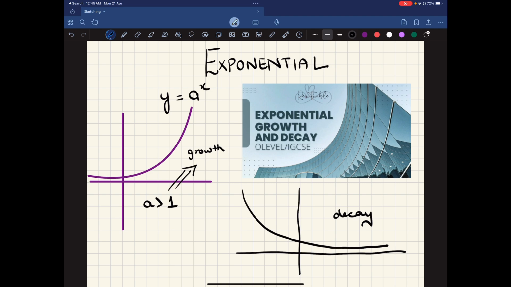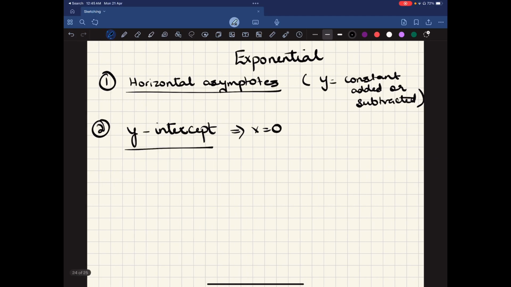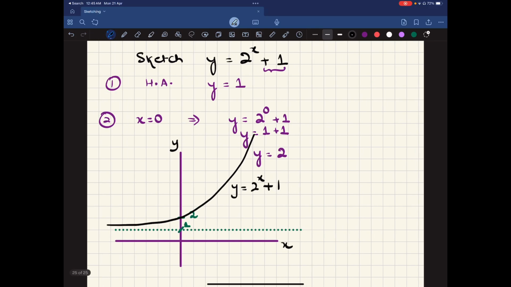If A is between 0 and 1, basically a fraction, it's going to be a decay graph. Then you need to find the horizontal asymptotes, the y-intercept, and you just need to plot it and then label your graph.